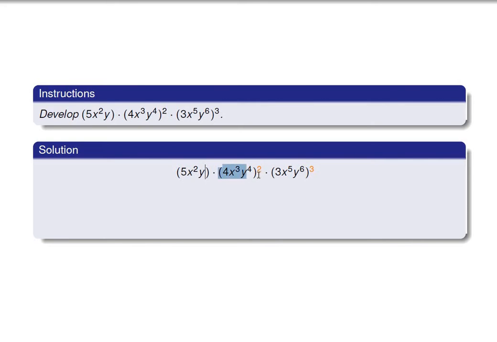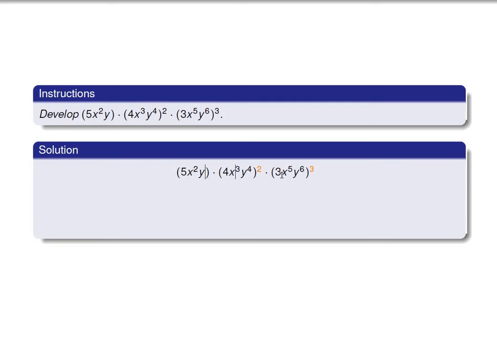So the second brackets here, to the power 2, means the terms here times itself. So 4x to the power 3 times y to the power 4 times itself, so times 4x to the 3 times y to the power 4. So we have 4 times 4, x to the power 3 times x to the power 3, and y to the power 4 times y to the power 4. In other words, 4 is raised to the power 2, the x cube as well, and the y to the power 4 is also raised to the power 2.